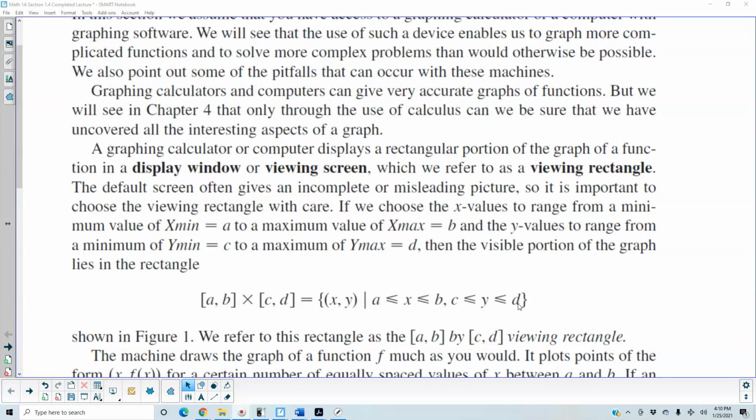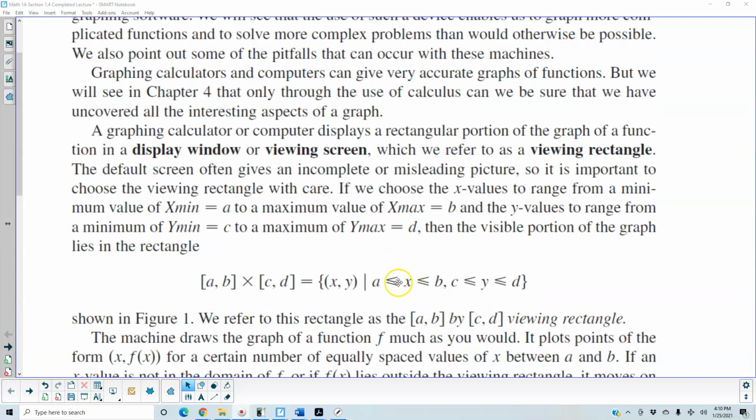A graphing calculator or computer displays a rectangular portion of the graph of a function in a display window or viewing screen, which we refer to as a viewing rectangle. The default screen often gives an incomplete or misleading picture, so it is important to choose the viewing rectangle with care.